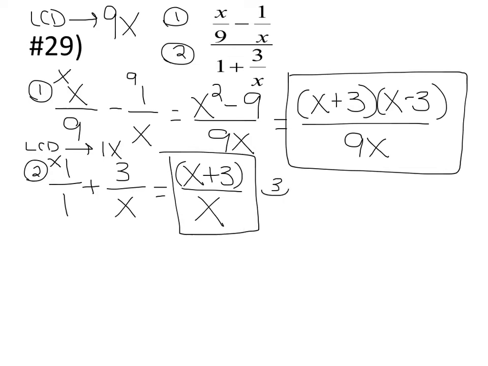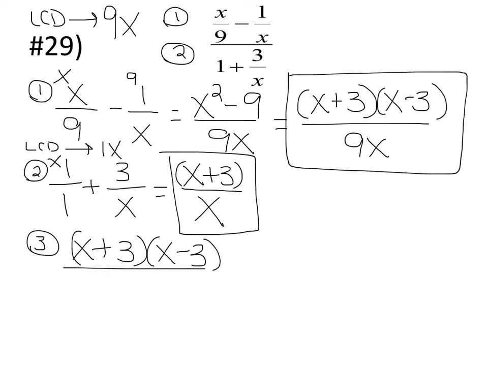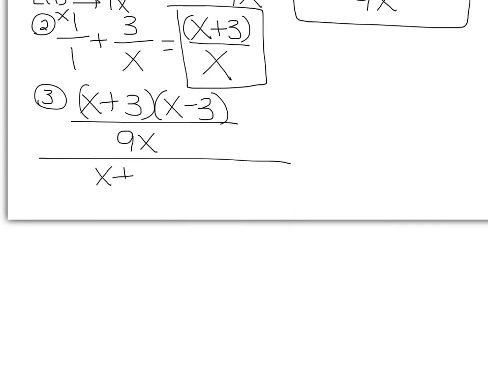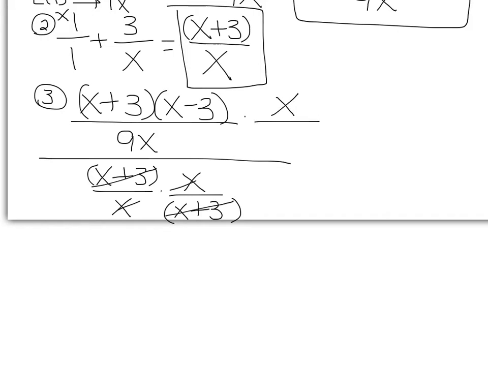So step 3 is to actually rewrite the whole thing. And actually, I'm going to move step 3 down here so I make sure we have enough room. So I have (x plus 3) times (x minus 3) over 9x, that's my new numerator, all over my new denominator, which was (x plus 3) over x. So step 4 is multiply by the reciprocal of the denominator. So flip your denominator over. These cancel, these cancel. But whatever you do to the denominator, you also have to do to the numerator.